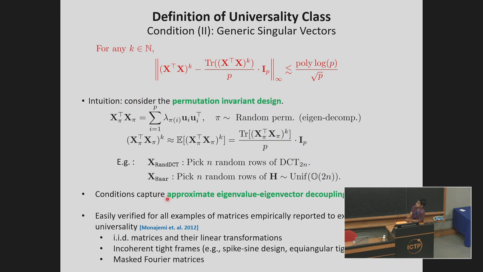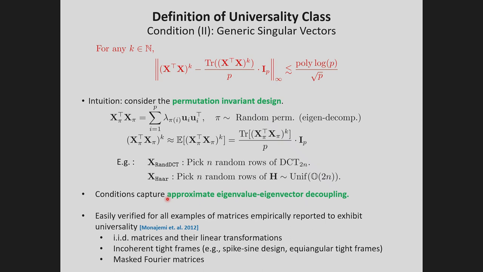But more generally, what these conditions are intended to capture is that even though it might not be true that the eigenvalues and eigenvectors of the covariance matrix of the design are randomly coupled, when they satisfy these conditions, they pick up on an approximate decoupling of the eigenvalues and the eigenvectors. And one thing we like about these conditions is that we were able to verify them for all examples where Montanari et al. had observed universality, and they were quite simple to verify in all of their examples.